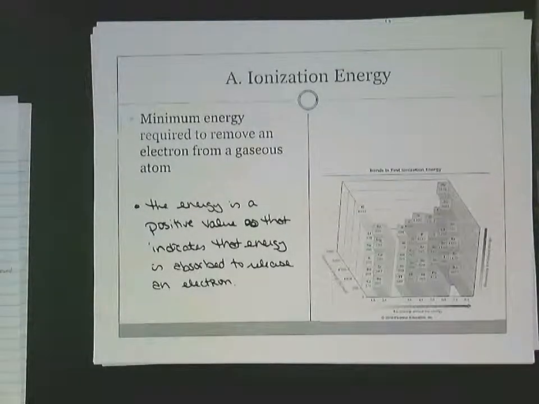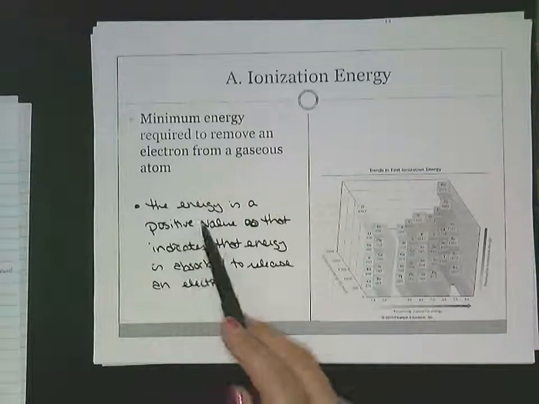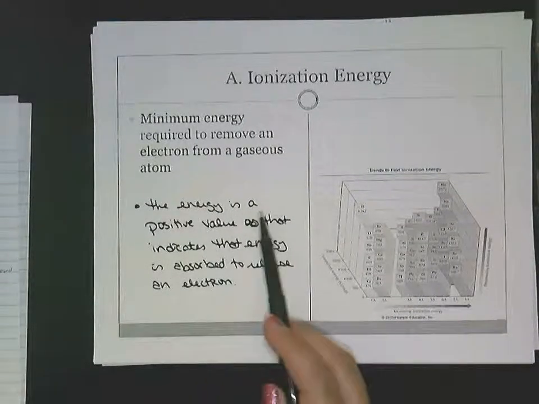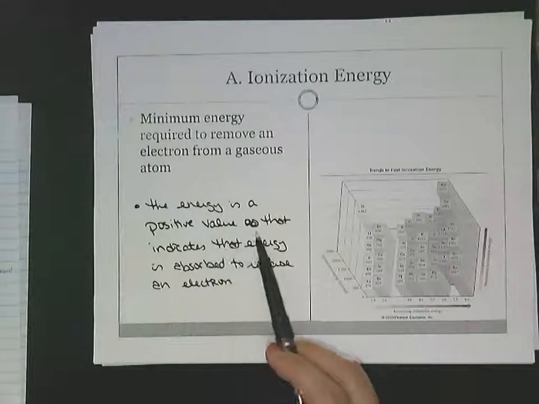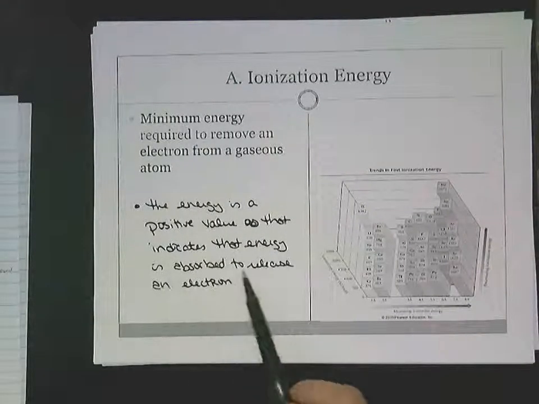When it says from a gaseous atom, does that mean it has to be a non-metal? No, it just means that whatever element I'm looking at has to be in its gas phase so that it's not interacting with somebody else. Is there some elements that cannot be in that though? You can force any element to be a gas. It just may require a lot more work. So, the energy is a positive value, as that indicates that energy is absorbed to release an electron.